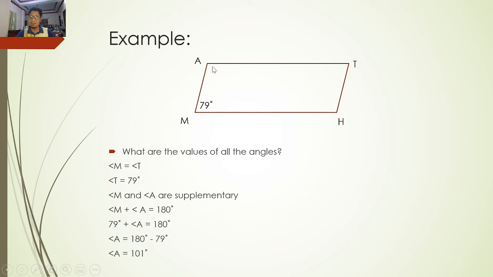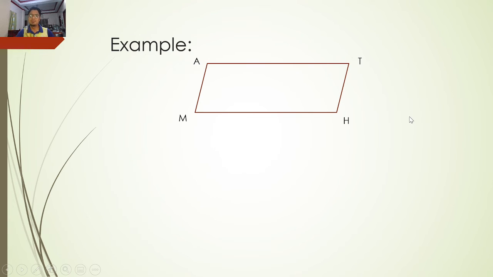At yung angle A, katulad din ng angle H. Angle H is also 101 degrees. Bakit sila equal? Opposite angles are equal. Okay pa? So this one is the easier one. Let's have another example here. Instead of having an exact value for an angle, ito na yung given sa atin. May x na.